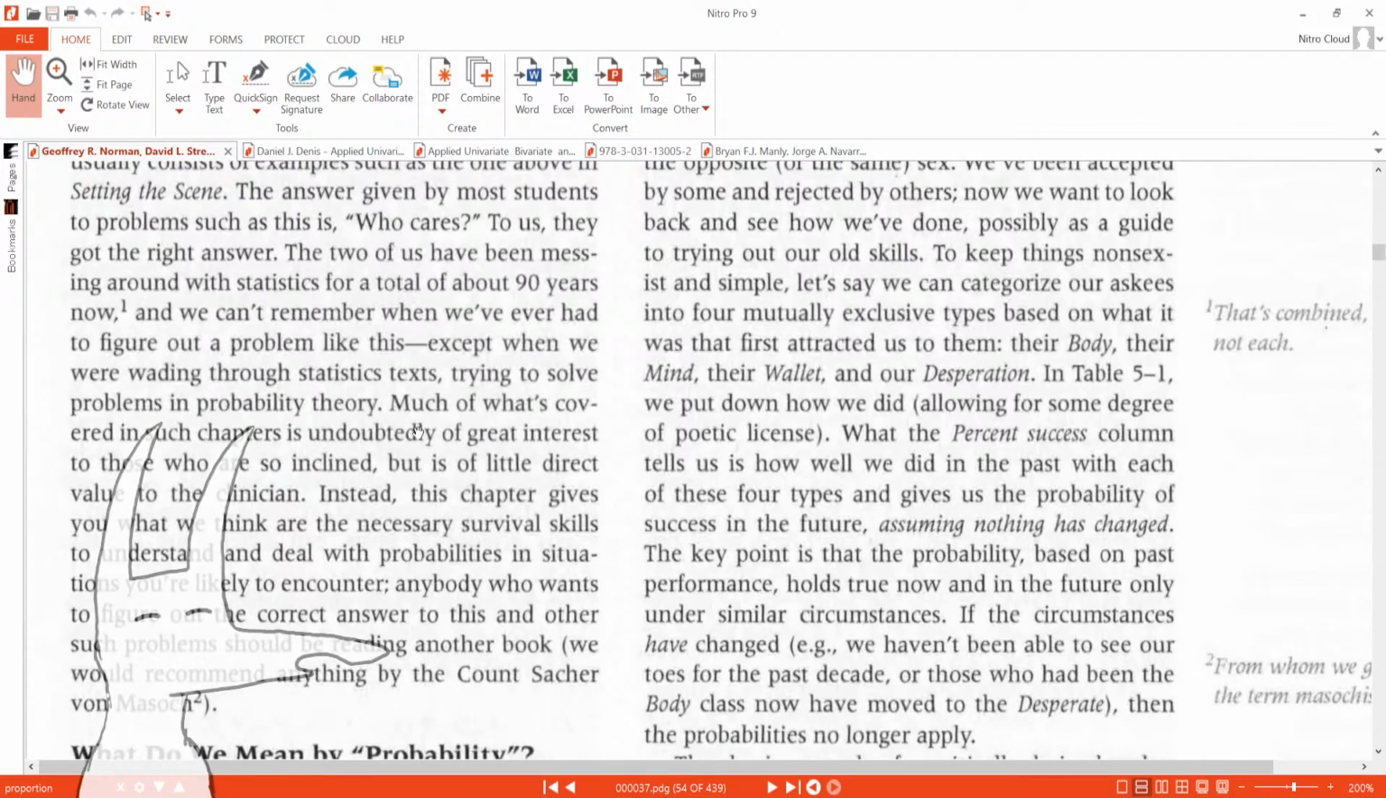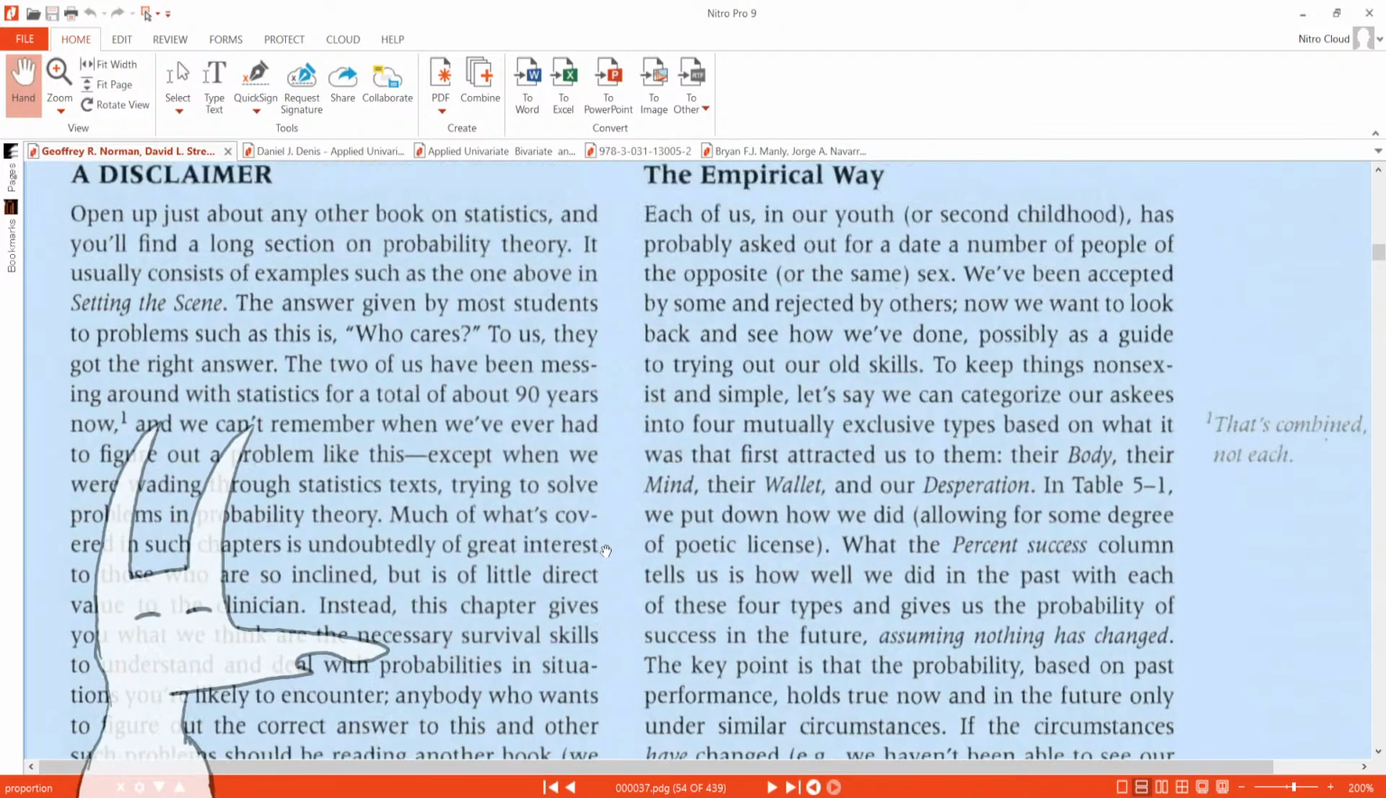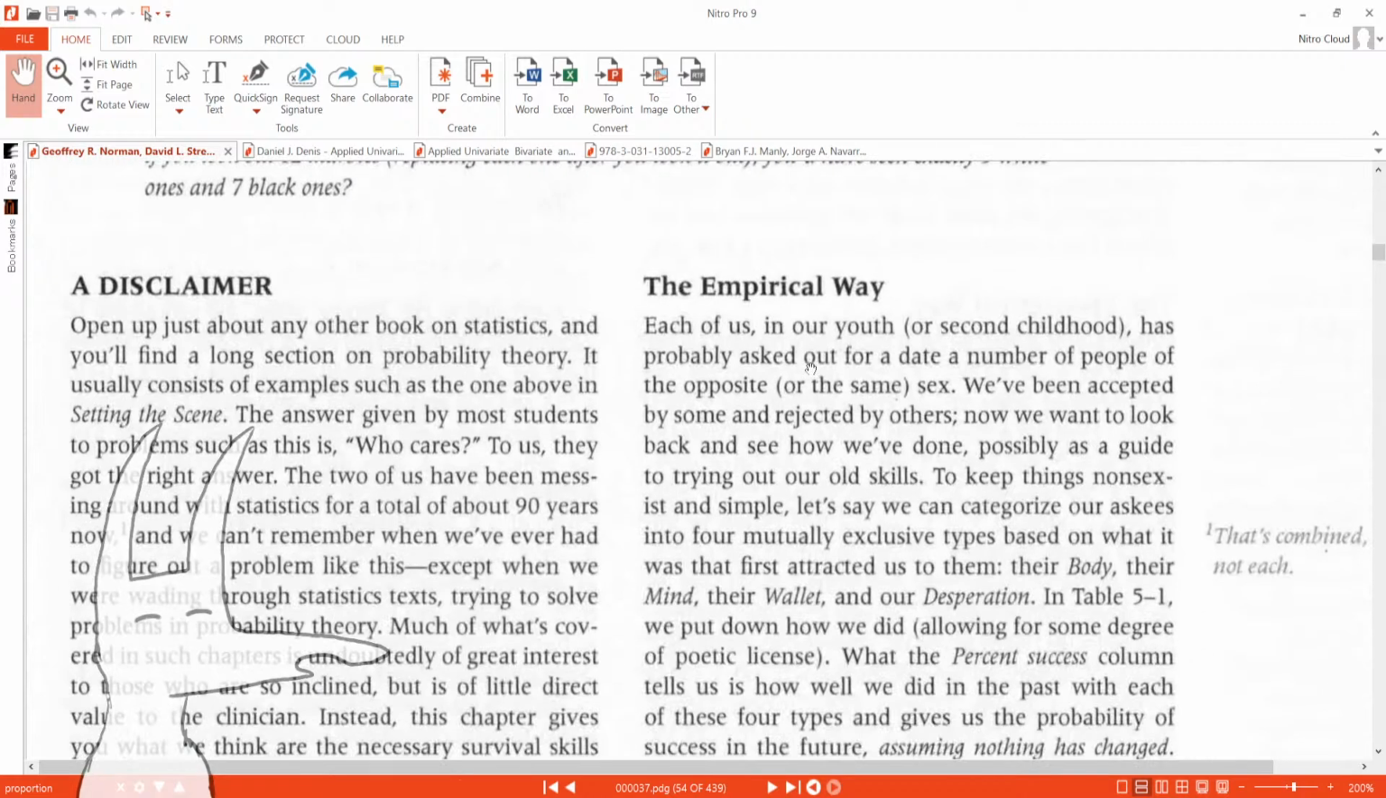But much of what's covered in such chapters is undoubtedly of great interest to those who are so inclined, but is of little direct value to the clinician. Instead, this chapter gives you what we think are the necessary survival skills to understand and deal with probabilities in situations you're likely to encounter. Anybody who wants to figure out the correct answer to this and other such problems should be reading another book. Also, you won't know how to answer these types of questions.